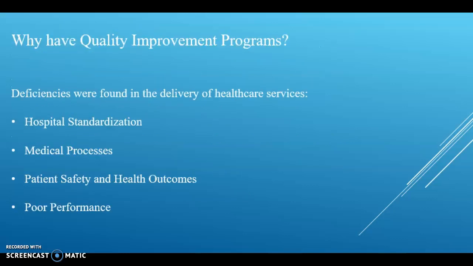Why are there quality improvement programs? Well, deficiencies were found in the delivery of healthcare services: hospitalization, standardizations, medical processes, patient safety and health outcomes, and poor performance. So they did some re-engineering and restructuring of healthcare delivery systems, and strategies and goals were created which improved methods of monitoring and evaluation of performance, and it increased the likelihood of the desired healthcare outcome. Its effectiveness was studied, and this is how quality improvement was implemented.